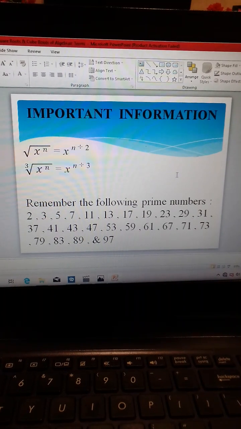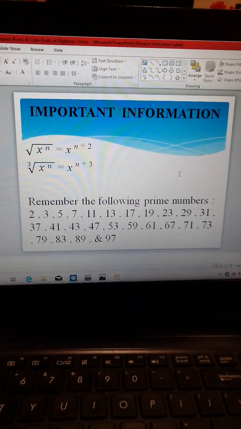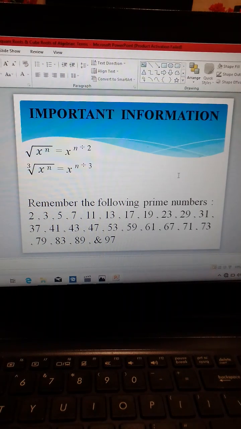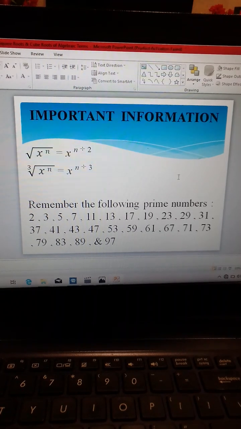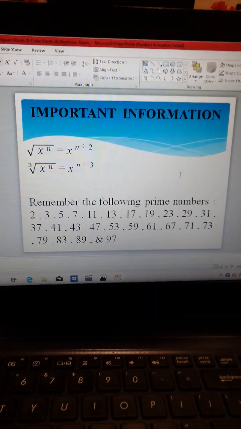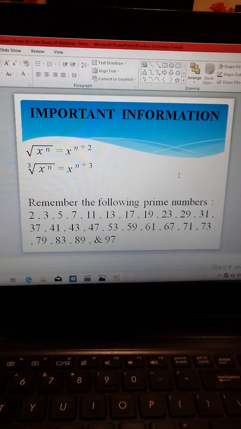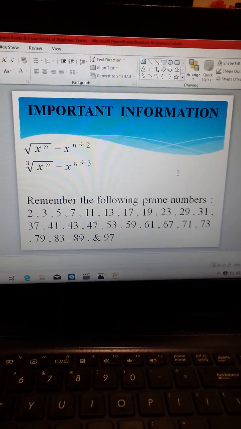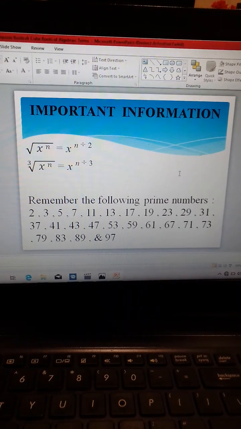So the important information that you need to know is the square root of a variable raised to an exponent n is equal to that variable to the power of the exponent divided by 2. And the cube root of a variable raised to the exponent of n is that variable to the power of n divided by 3. So square root, you divide the exponent by 2. Cube root, you divide the exponent by 3.